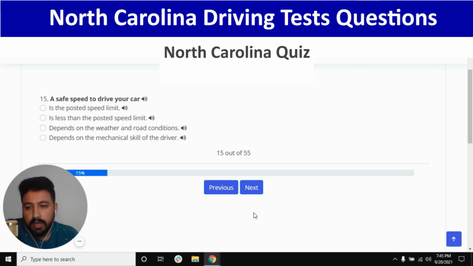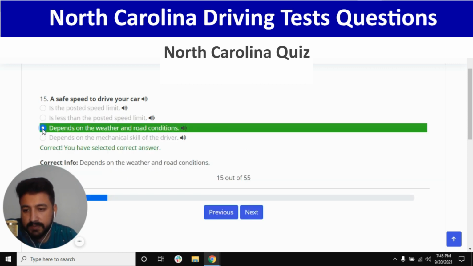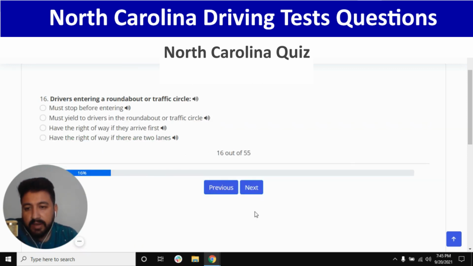Yes, and next. A safe speed to drive your car. The right answer is depends on the weather and road conditions. So this one is the right one. And next. Drivers entering a roundabout or traffic circle.